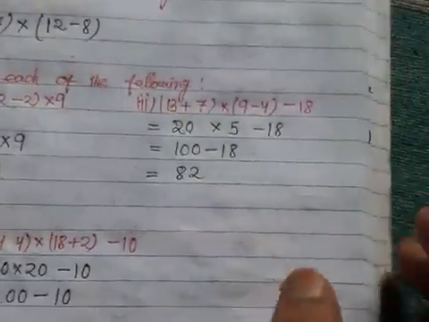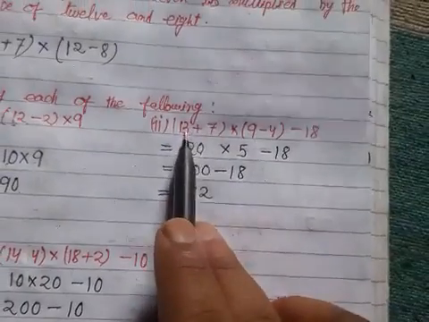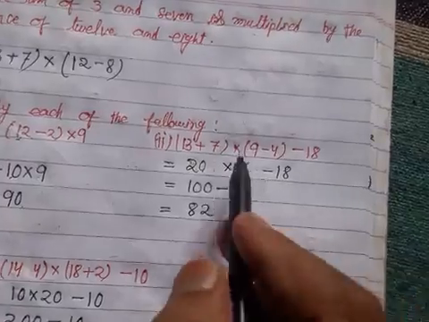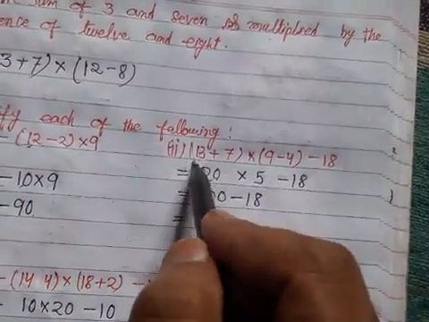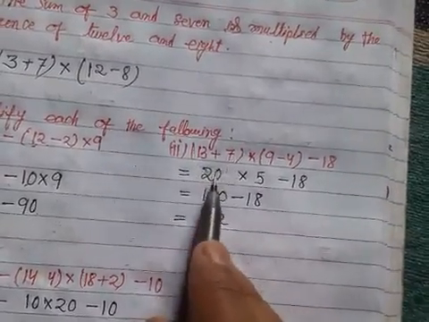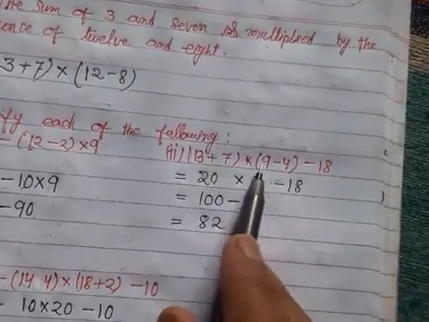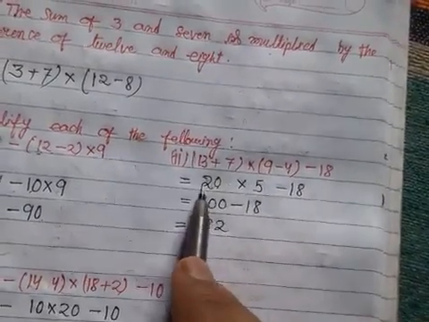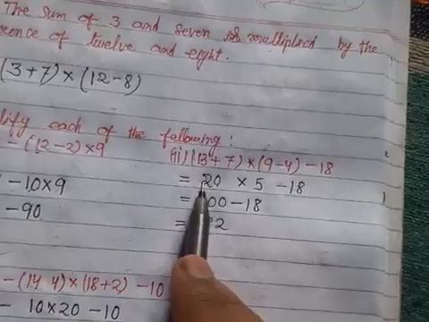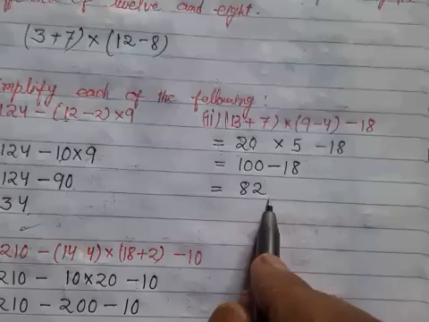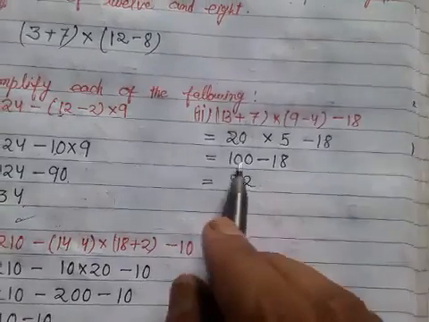Similarly, question number 2: 13 plus 7 into 9 minus 4, minus 18. At first we should calculate inside the brackets. So 13 plus 7 is 20, into 9 minus 4 is 5. Now firstly multiplication. So we multiply 20 into 5, which is equal to 100, minus 18 is equal to 82.